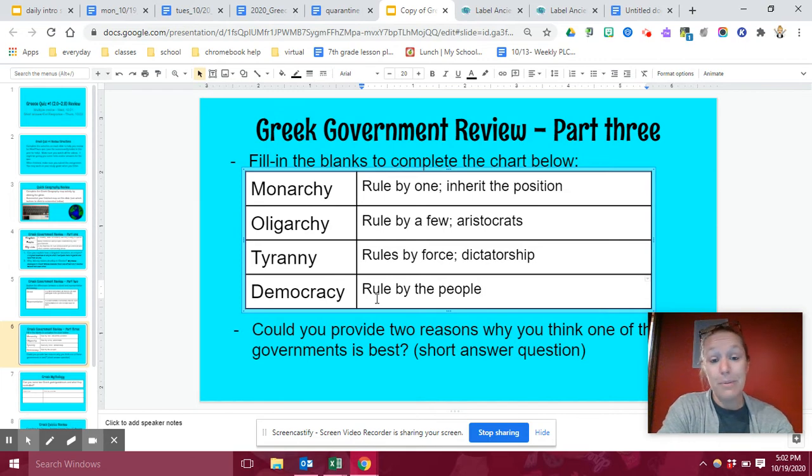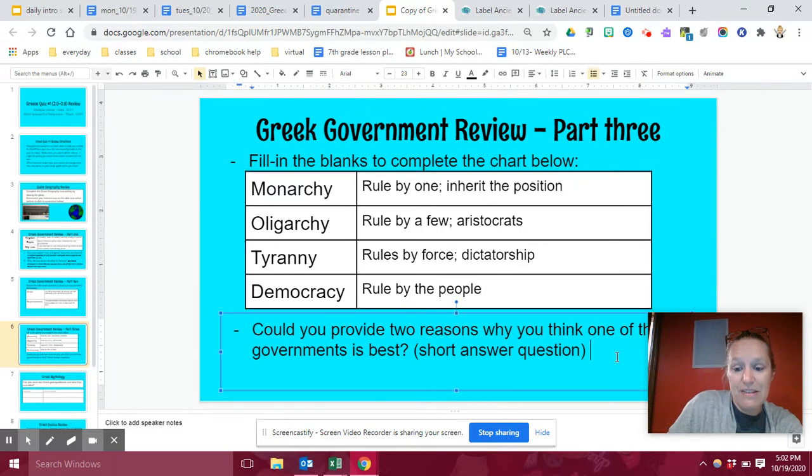All right. I don't care which one you choose as long as you don't put tyranny because the word is cool. All right. Or tyranny because I would make an excellent tyrant. It needs to be a logistical sort of answer. All right. So you have to be able to provide 2 reasons why you think one of these governments is best. And you're going to answer that in this little box right here. Okay. But that's practice again for the quiz, this is the part you're taking on Thursday.